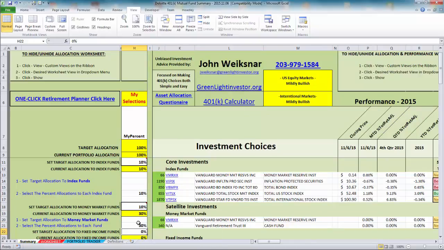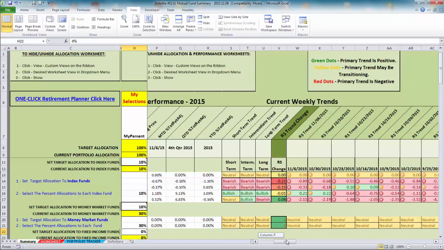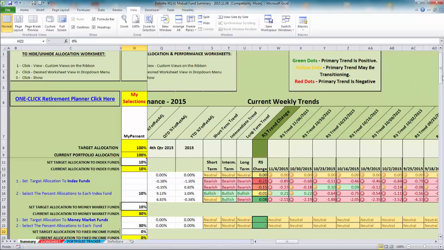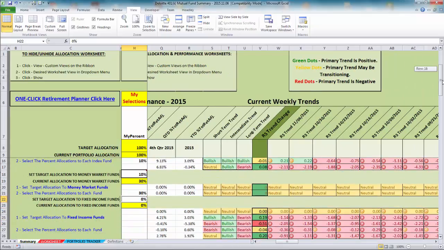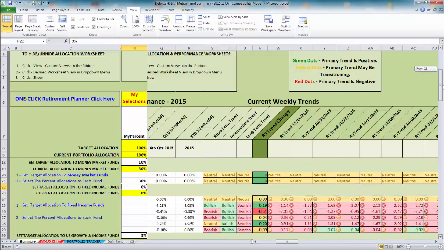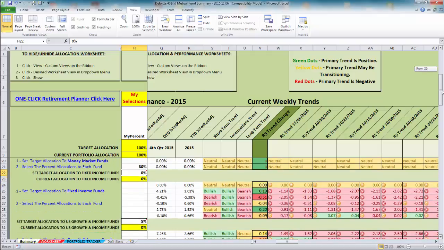allocation. So let's go ahead and scroll over and see if there's any other adjustments we need to make. As we try to get 100% invested, that's our target, but we want to do so while the market conditions are favorable for making money in them. And that's when we see the green lights.